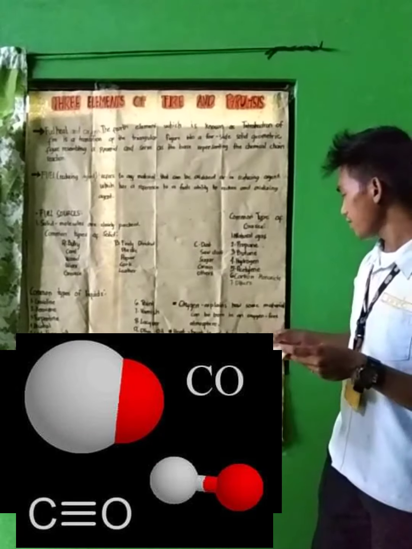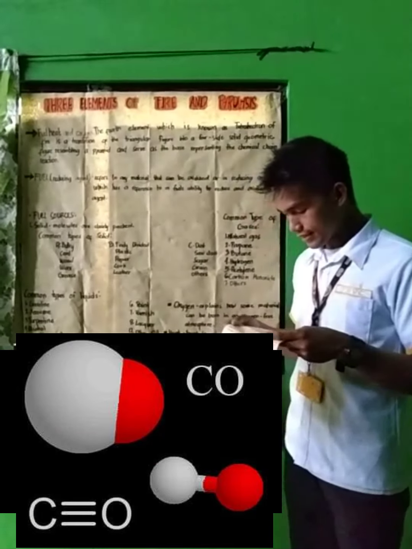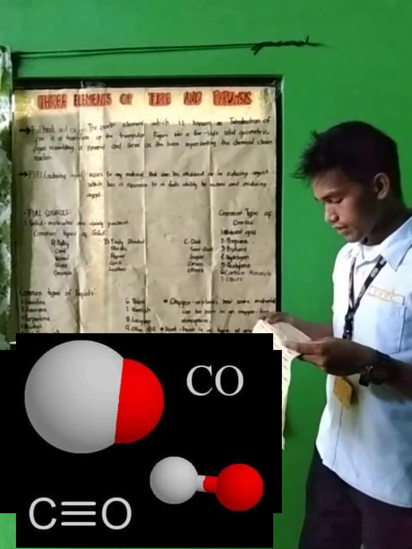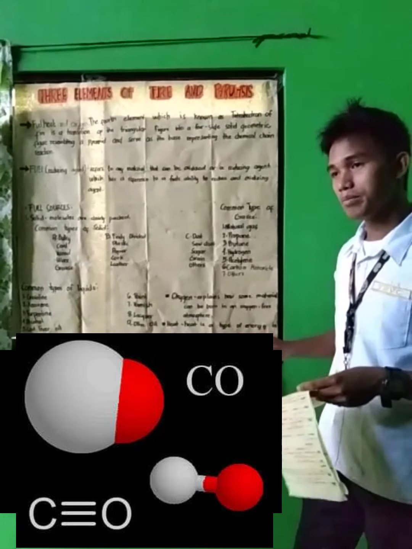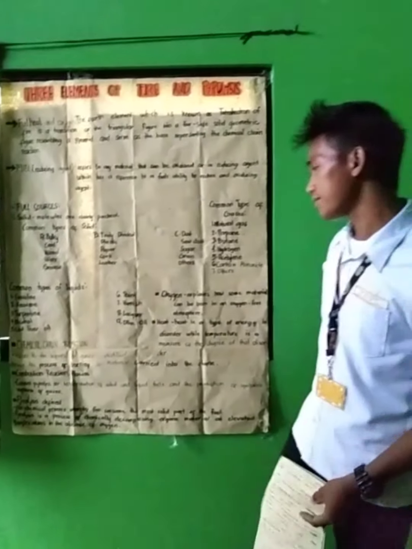Number 6, carbon monoxide. Carbon monoxide is a colorless and odorless gas that is slightly less dense than air. Carbon monoxide is a dangerous type of gas because it is dangerous to the health of human beings.